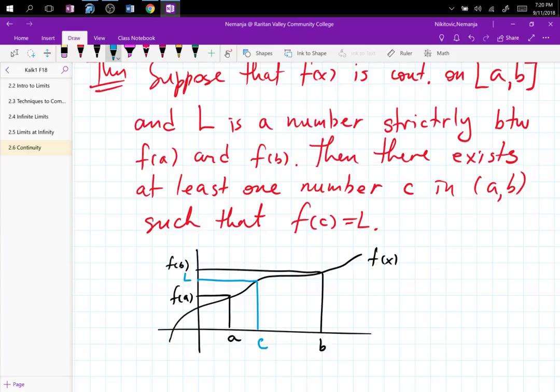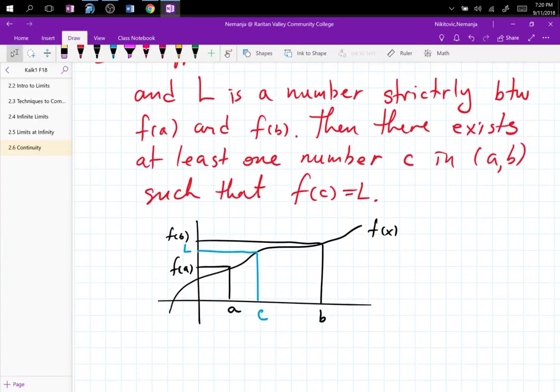The last sentence says that that L is produced by some value C, because the function was continuous. L is trapped between y values of A and B, so there has to be an x value that makes that L. At least one of them. You can have more, but at least one.